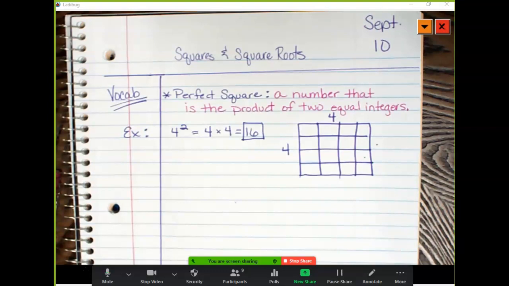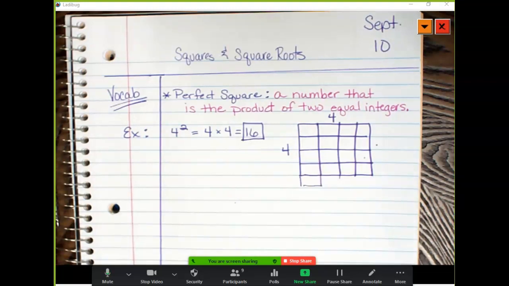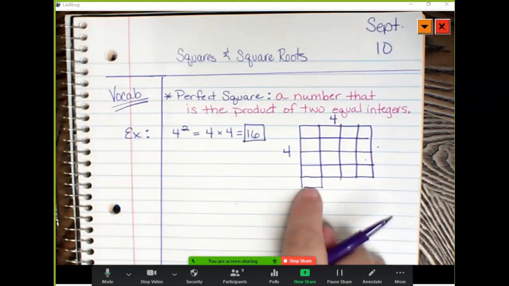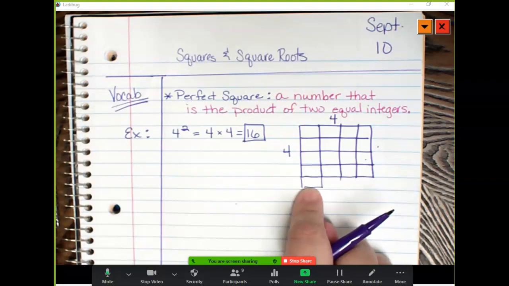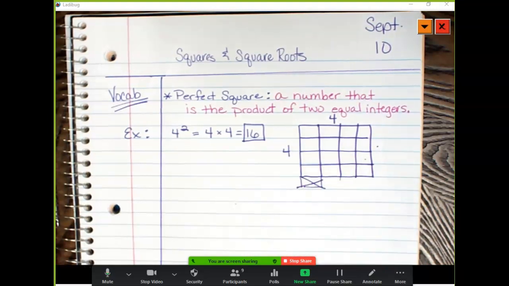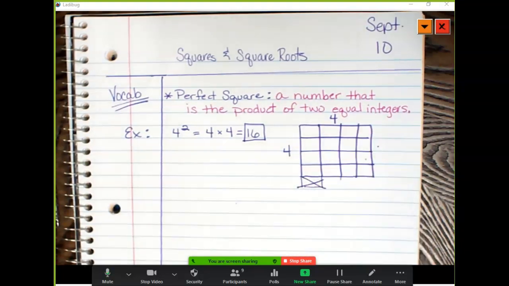So let me ask you, what if I put one more little square and now I have 17 little boxes? Does that make a perfect square? No, I got this little extra. So is 17 considered a perfect square? No, there is no number that a number times itself will give me 17. So 16 is my perfect square, 4 by 4. Okay, I'll give you a little chance to catch up with your writing.